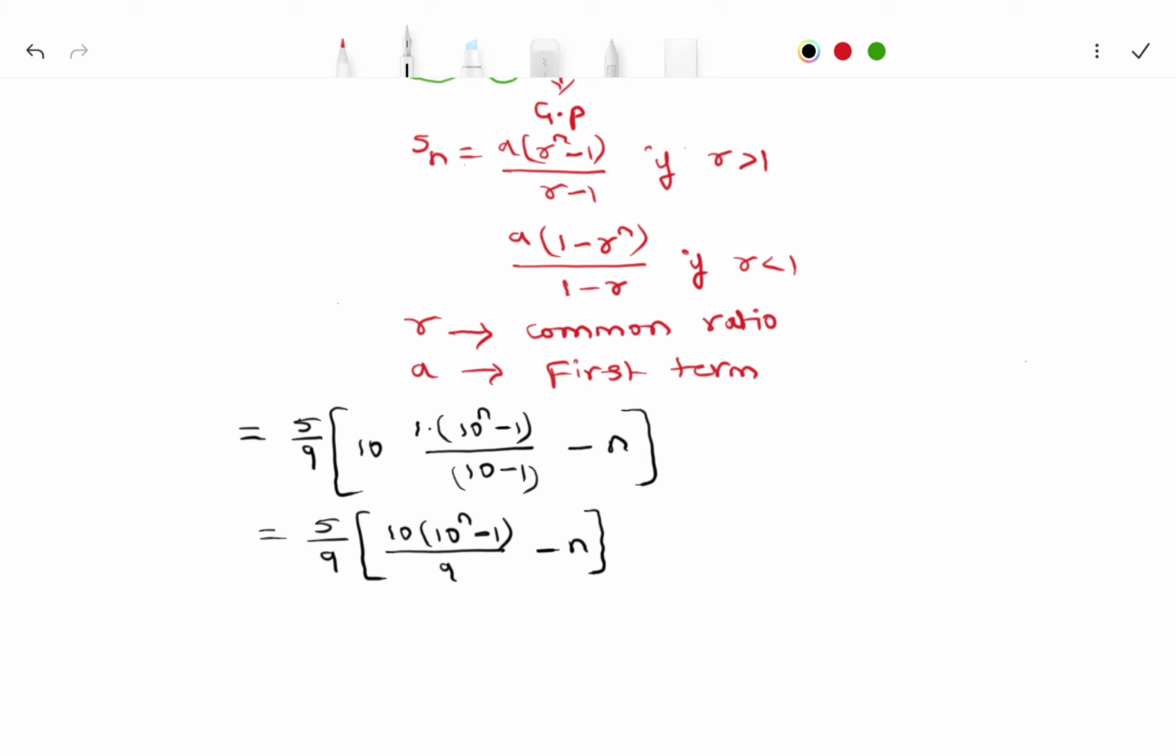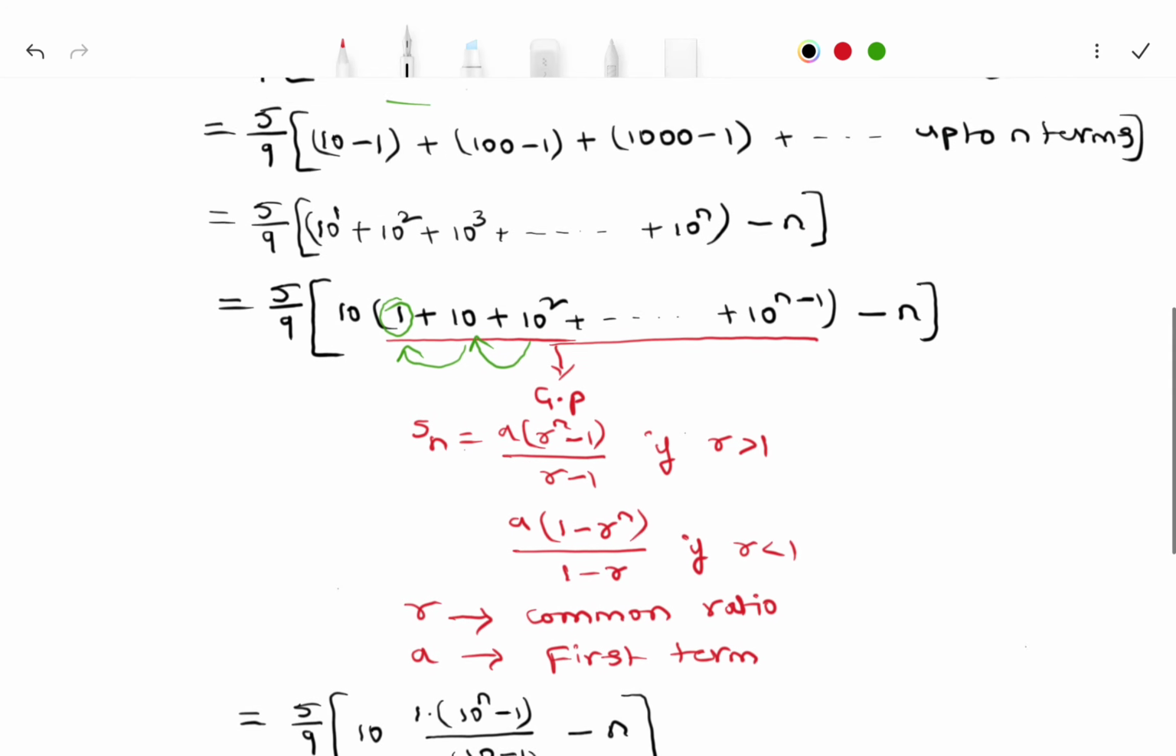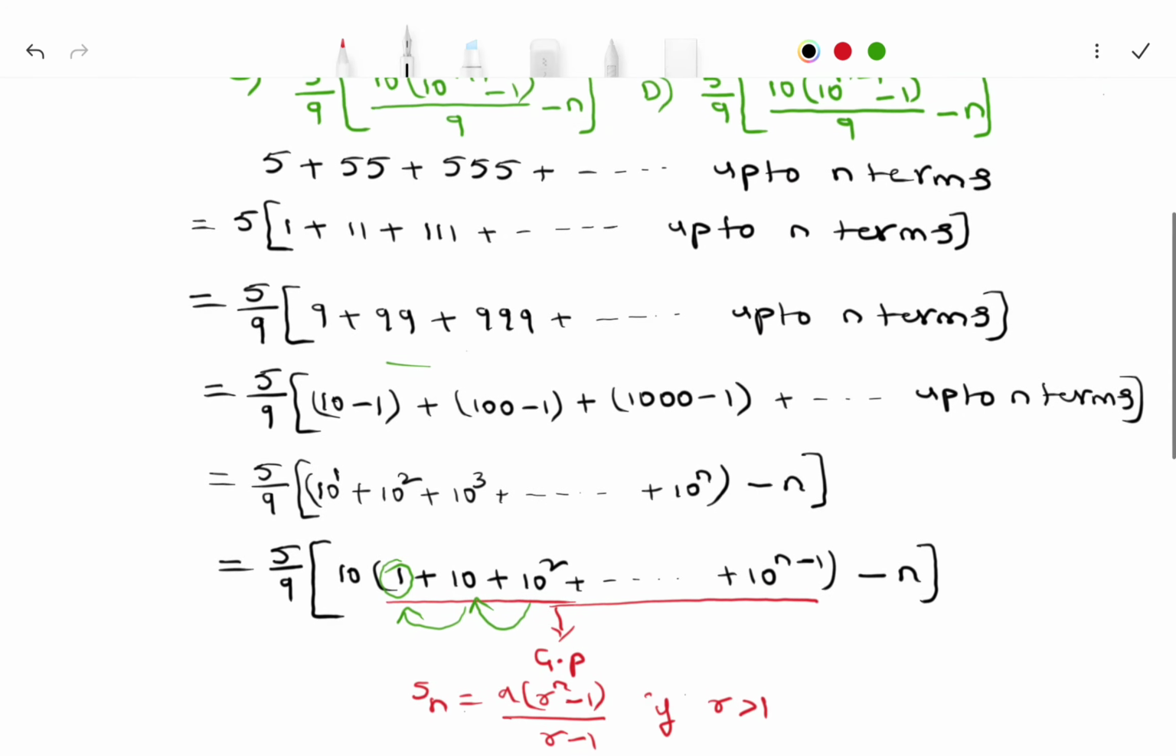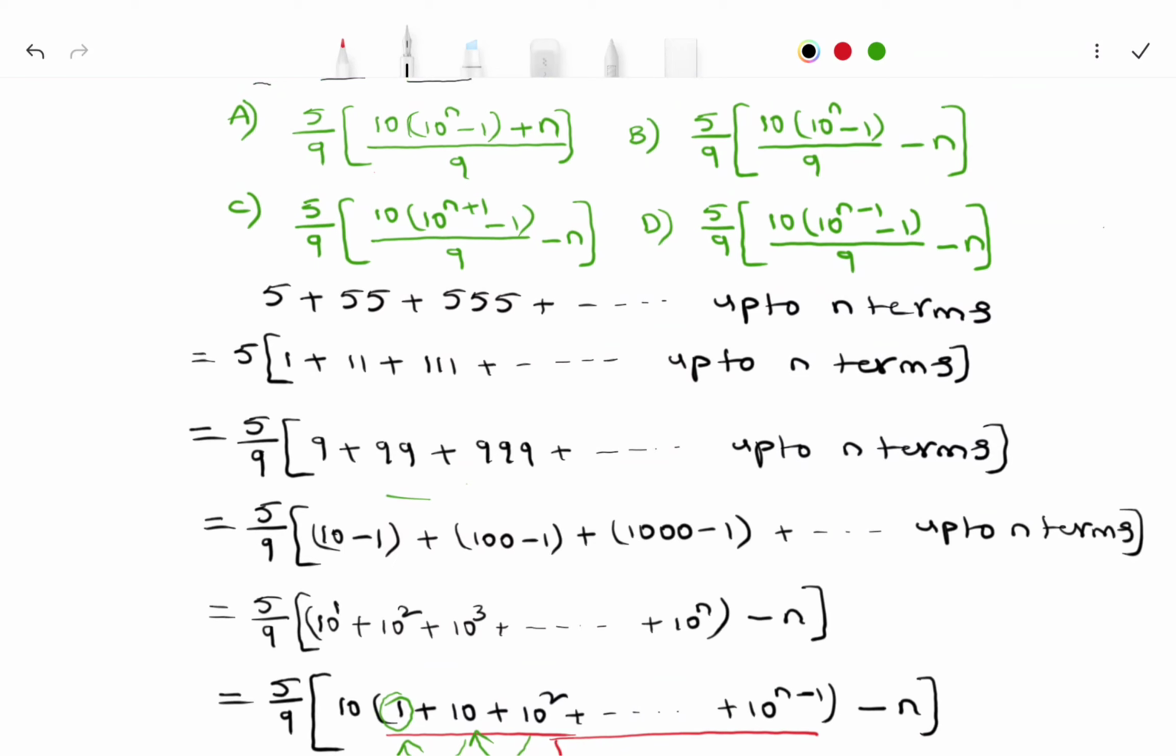So now your right answer will be, you see the given options. In the given options, the first option A is not the correct answer. Option B is the correct answer: 5 by 9 into 10 power n minus 1 by 9 minus n. So your right answer will be option B.